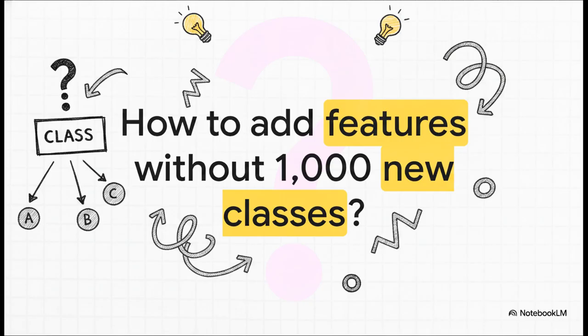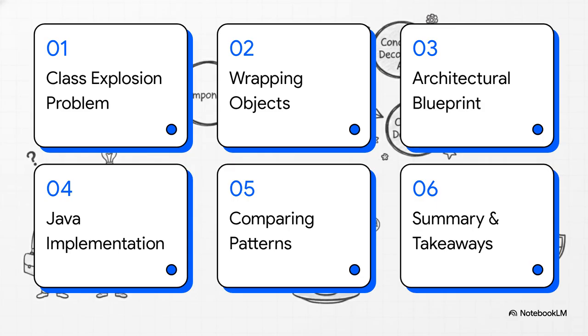So what does this all mean for us? How on earth do you give your objects all these new capabilities without completely destroying your codebase and having to write literally thousands of new classes? Well, here's our roadmap for figuring that out. First, we'll look at the class explosion problem. Then, wrapping objects dynamically, the architectural blueprint, and a Java implementation. Finally, we'll compare design patterns and wrap up with summary and key takeaways.